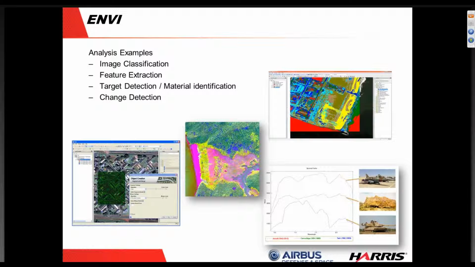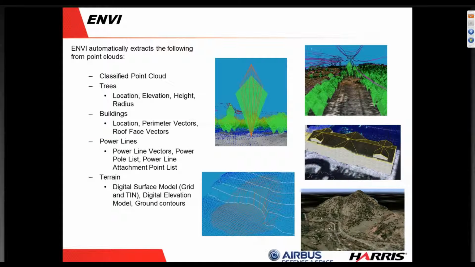We also have pretty robust LiDAR analysis capabilities. Like I mentioned before, we can automatically extract from the point cloud trees, buildings, power lines, all with attribution behind them, as well as different terrain information, such as digital surface models, digital elevation models, ground contours, and things like that. So that's a quick overview of the ENVI stack. I'm going to pass it to Gertrude now to give you an overview of Airbus and the Airbus WorldDEM product.